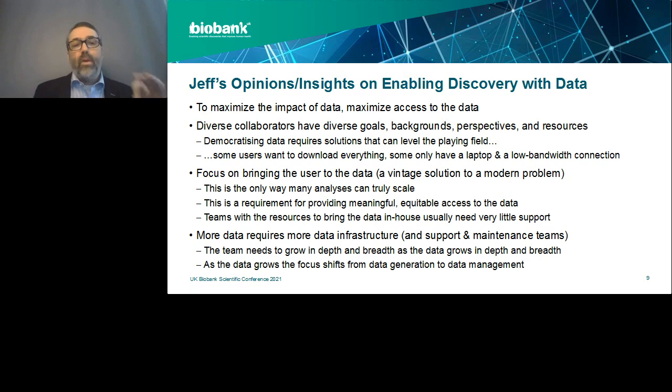The person who has had an idea but has never had the infrastructure or the training to ask the question that could answer that idea before is being enabled by a platform like this. Not only does it level the playing field, because, of course, some users want to download everything, and if they have the resources they can do that. But if you only have a laptop and a low bandwidth connection, there's kind of nothing you can do. So I'm really excited to see what the people we haven't heard from yet are going to be able to do with this kind of data, which is only enabled by platforms that can solve this last mile problem of getting the user really attached to the data in a meaningful way.